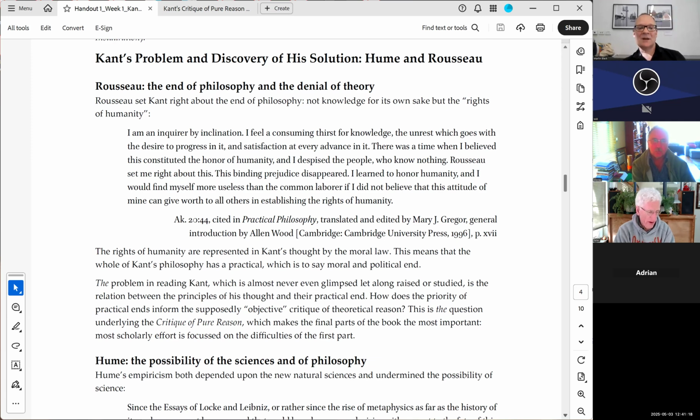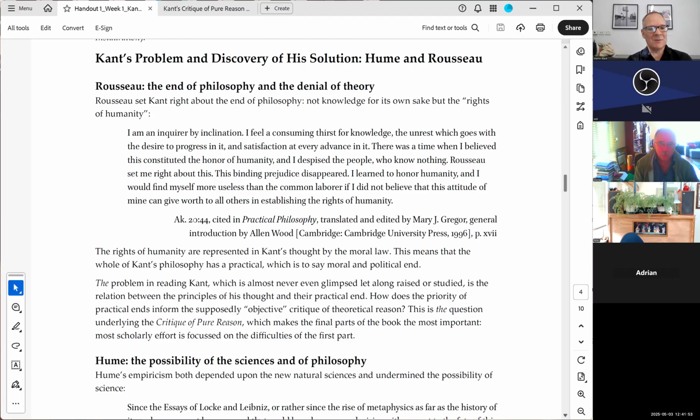There was a time when I believed this constituted the honour of humanity, and I despised the people who know nothing. Right? Now that's harsh, but it's not a million miles from Plato or Aristotle. Right? They don't despise the people. They try and leave a beneficent political teaching, but they haven't orientated their philosophy to the ends of the people, but on what they think is the truth. Okay, so far, Kant sounds like that reflected through a certain mirror.